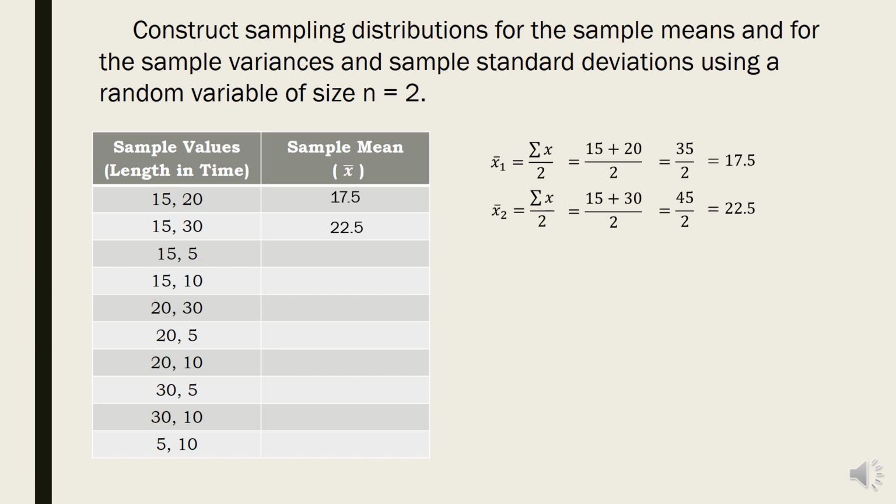Okay, let us now reveal the sample means of the third to the last. We have 10 for the third sample values. Fourth, we have 12.5. Fifth, we have 25. Sixth, we have 12.5. Seventh, we have 15. Eighth, we have 17.5. Ninth, we have 20. And last, we have 7.5. So these are the sample means of the given sample values.